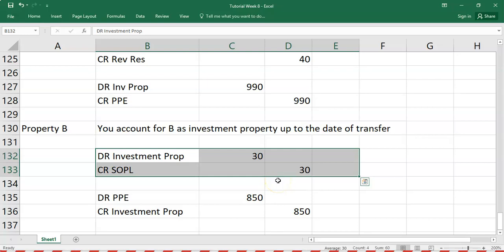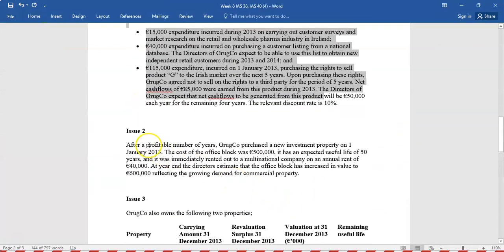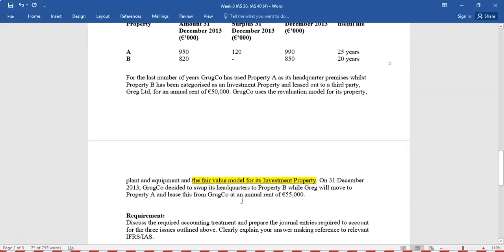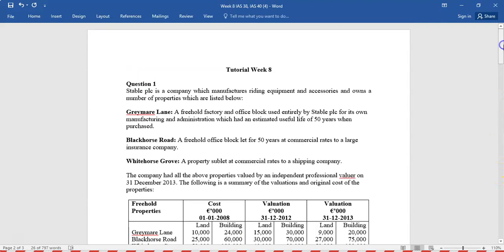We usually don't get into too much complexities around transfers from IAS 2, but you definitely need to know transfer from IAS 16 to IAS 40 or back from IAS 40 to IAS 16. Right. So that was a good tutorial question covering IAS 38 and covering IAS 40 in these issue 2 and issue 3. But you need to be able to explain in narrative form and you need to be able to identify quite quickly what the relevant standards are. Alright, so that was tutorial week 8, focused predominantly on IAS 38, intangible assets, and IAS 40, investment properties.